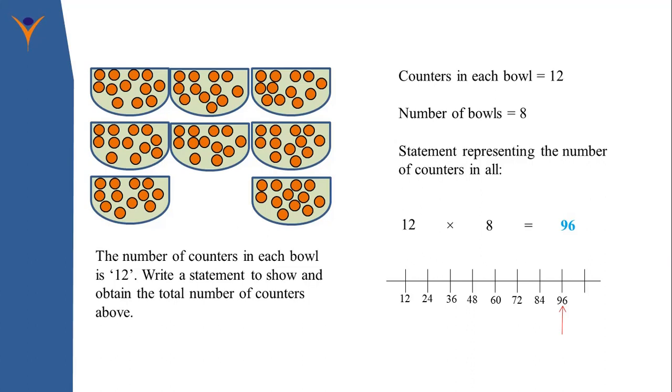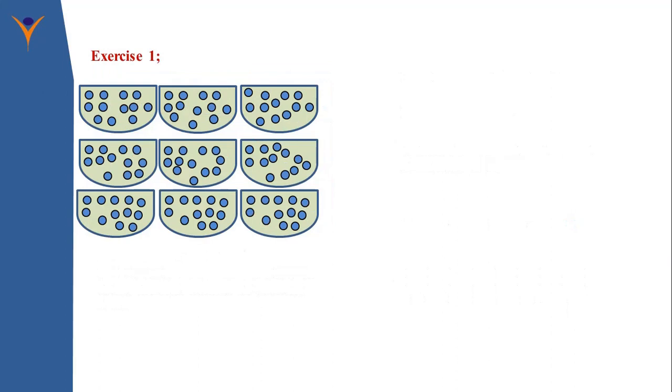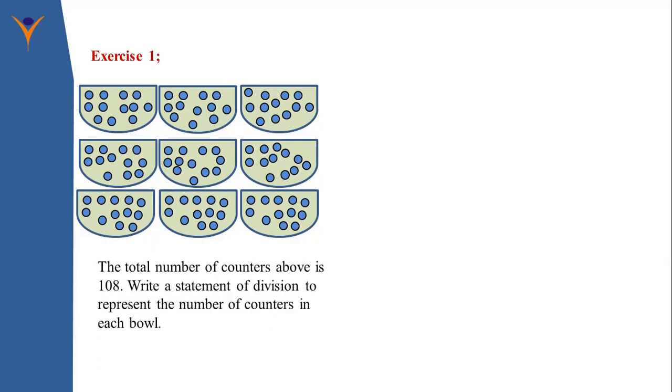Easy, isn't it? Now it's time for you to try your hands. This is the first exercise here. If you look closely, you see we have 9 bowls. Now take note that in each bowl we have 12 counters. It says the total number of counters above is 108. Write a statement of division to represent the number of counters in each bowl. Pause the video and do this. When you are through, come back, let's see how correct you will be.